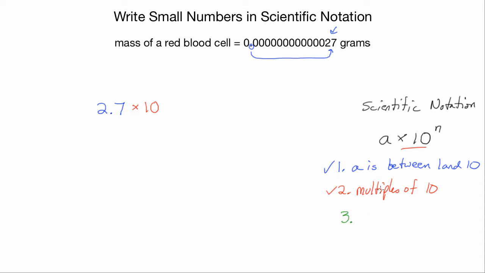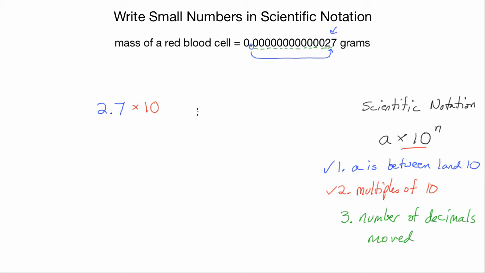The third part deals with the n. What does that n mean? That's our exponent, and it tells us how many 10s we need to multiply by, or how many places we moved. So we count the number of decimals moved from the number in standard notation to rewriting it in scientific notation. So let's count here. We started right here. We moved it 1, 2, 3, 4, 5, 6, 7, 8, 9, 10, 11, 12, 13 places.